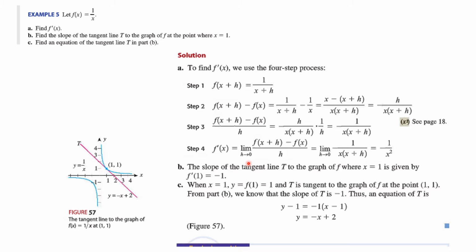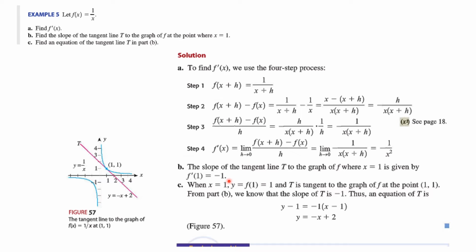Then we take the limit as h goes to 0. And that's going to be 1 over x squared, because x plus h as h goes to 0 is just going to be x. So it's x times x, 1 over x squared. When I plug in x equal 1 into that, actually that is a minus 1 over x squared. Excuse me. Yeah, that is minus 1 over x squared. When I plug that in, I will get minus 1.